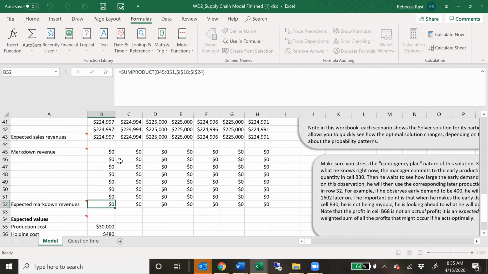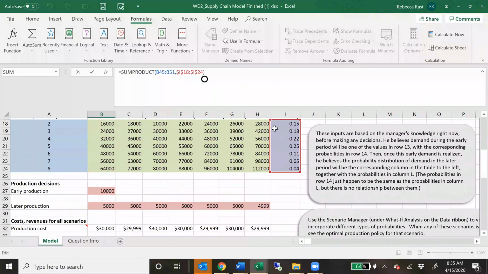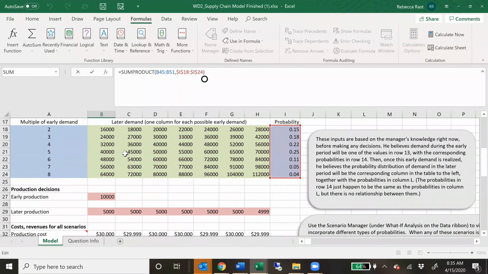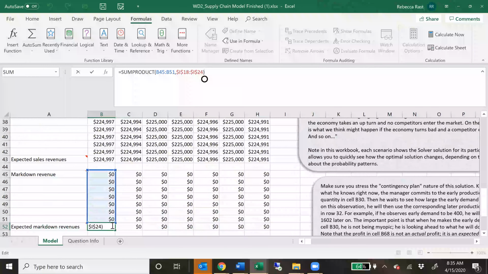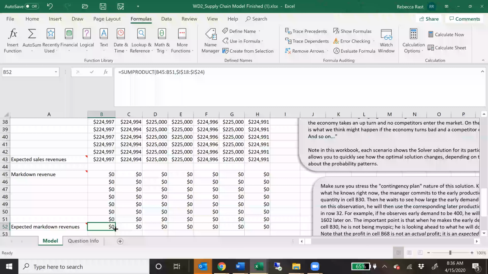Then for the expected markdown revenue, it's kind of similar to what we did earlier. We're looking at B, we're summing this column, basically the sum product of this column, again with the $ on the I and the 18 and the I-24. And you can see over here we have these referenced again. So we're just now summing this up, and then we click and drag this across.